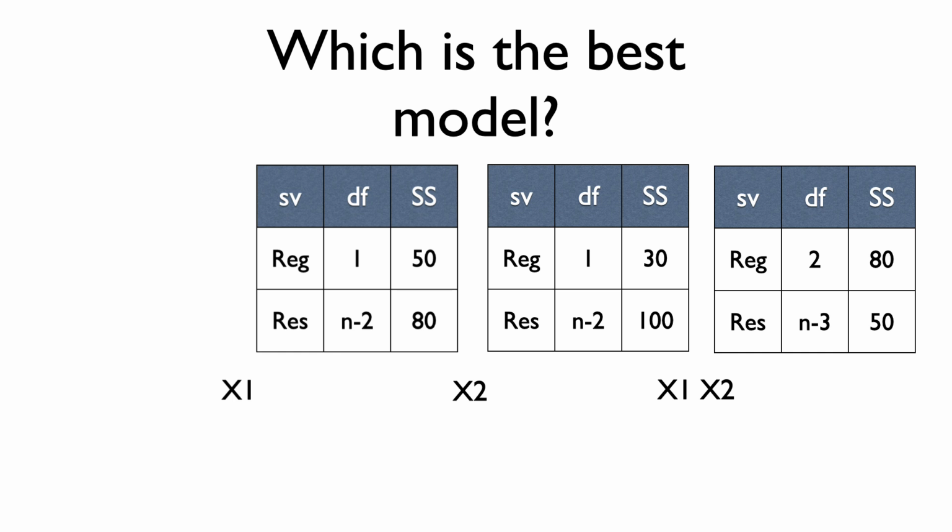x1 though, 50 of 130, what is that? 5/13. What's that, 38%, something like that? That's pretty good. That's a lot. Now we're at 80, 8/13. We're explaining more than half the variance with 2 variables in the model.